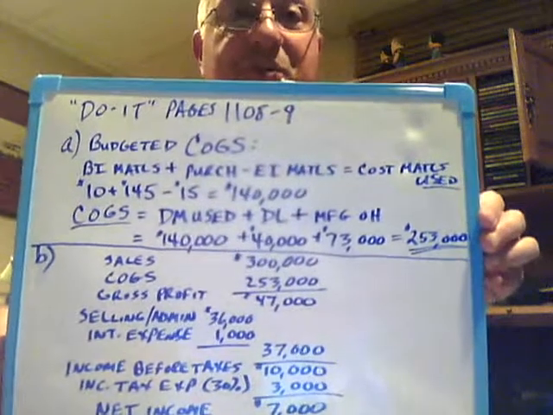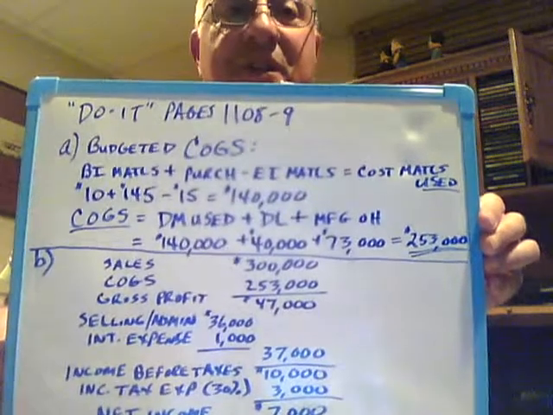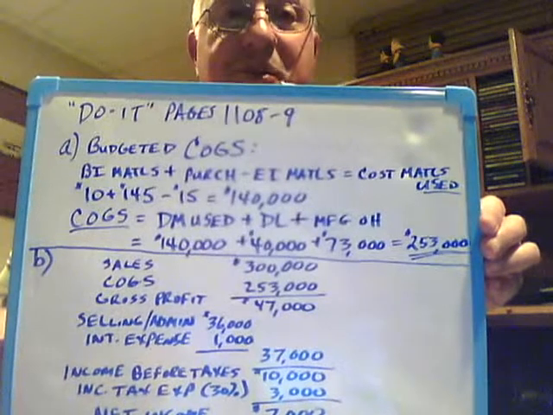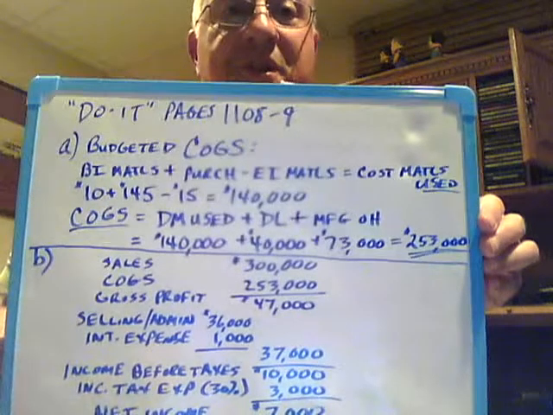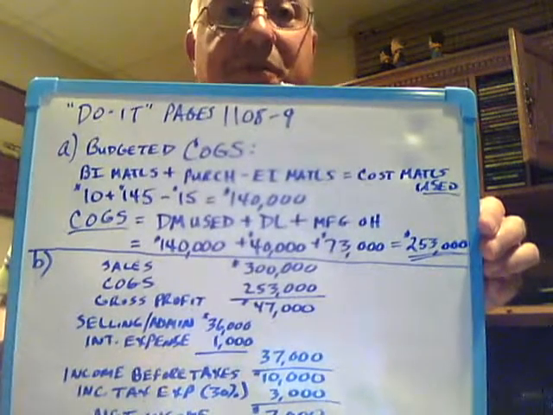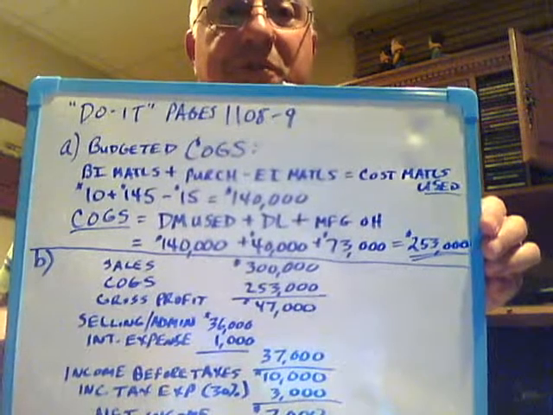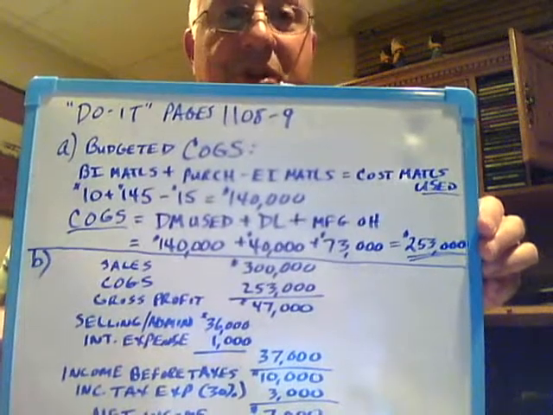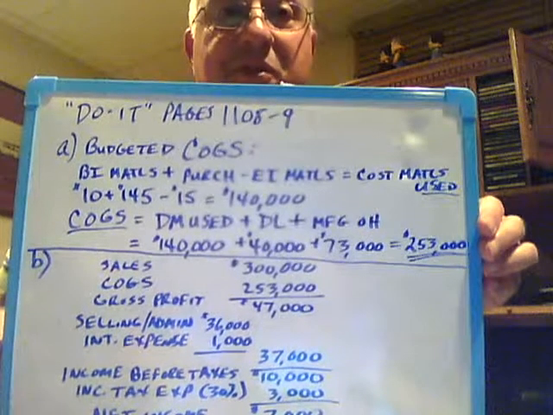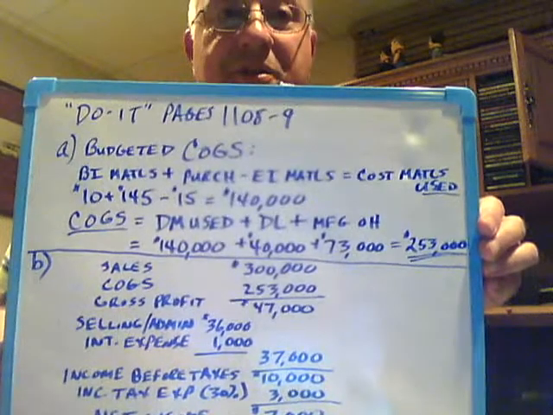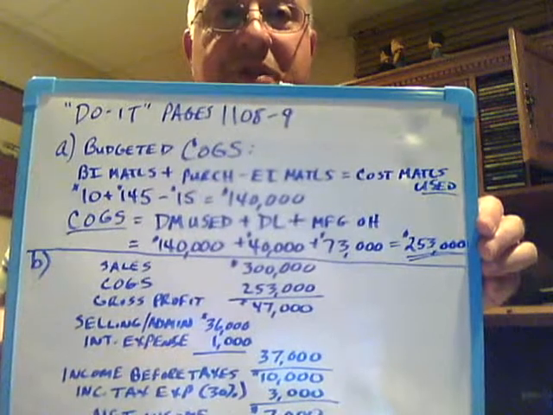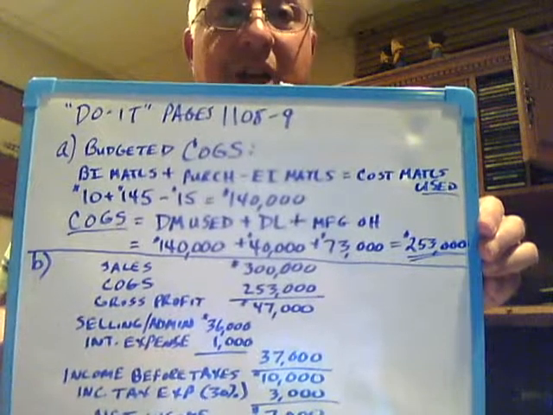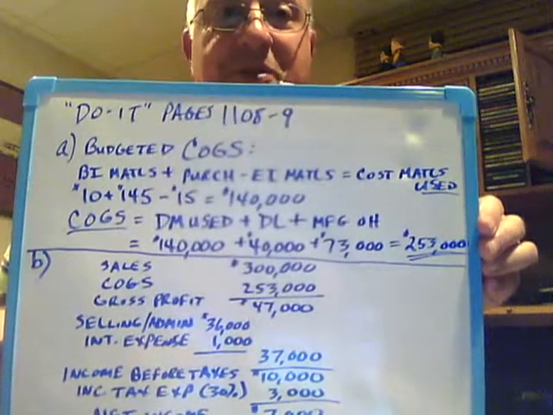And again, the sales were given to us as $300,000. We just computed the cost of goods sold above as $253,000. That gives us a gross profit of $47,000. And remember here the difference between gross profit and contribution margin. Contribution margin is sales minus all variable costs, whereas gross profit is sales minus cost of goods sold, which may and usually does include some fixed costs.